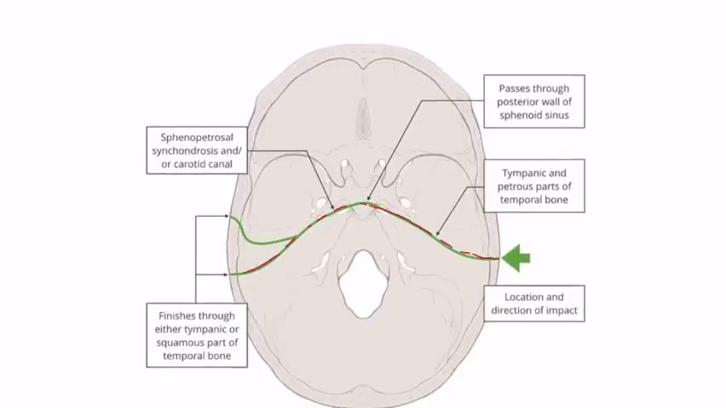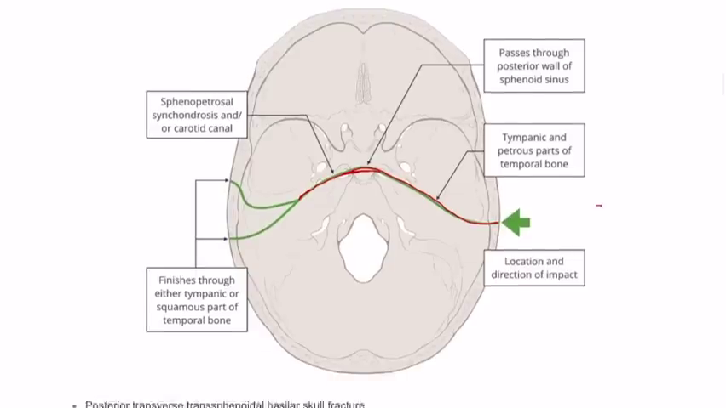Okay, so what we're trying to say here is this is a fracture that goes all the way through the skull. It's called posterior, because it's posterior, and it's transverse over the skull. It's a base of skull fracture, and it passes through the sphenoid, so it's called a transsphenoid basilar skull fracture. It starts from here, the tympanic and petrous part of the temporal bone, passes the posterior wall of the sphenoid sinus, and then again to the petrous part, and will end in either the tympanic or squamous part of the temporal bone.